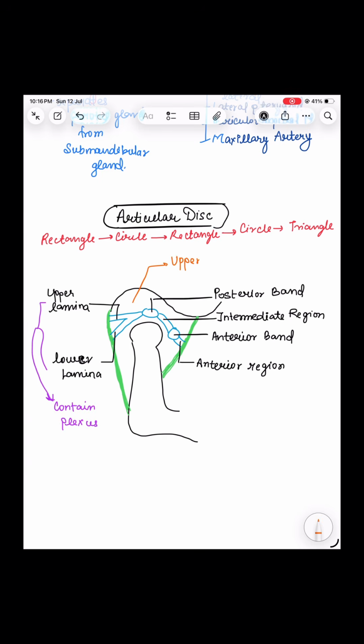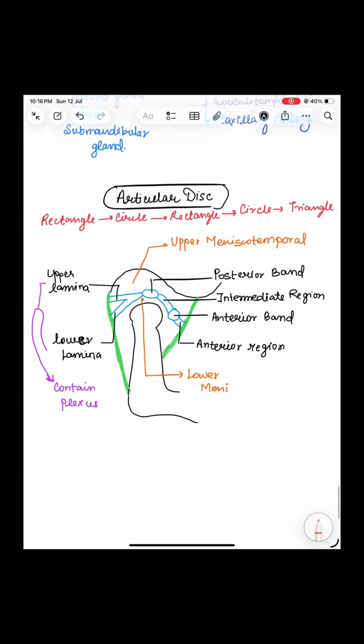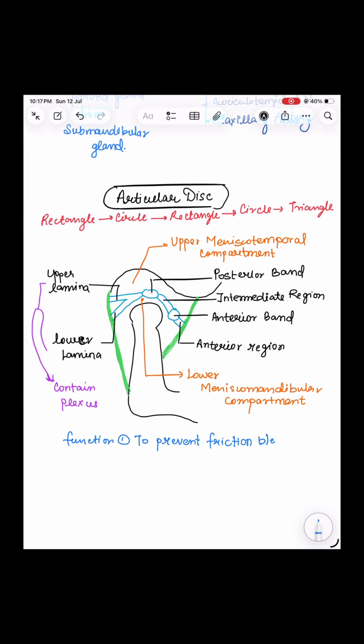This articulating disc divides the joint into an upper meniscotemporal and a lower meniscomandibular compartment, whose function is to prevent friction between the articulating surfaces and act as a shock absorber.